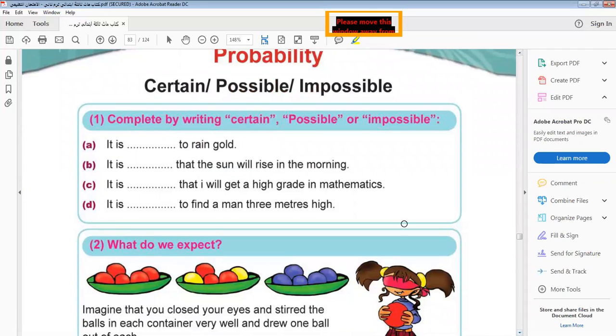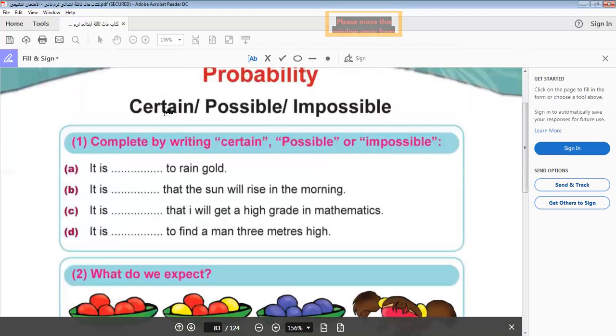In probability you have some events. There is something we call a sure event or certain event. Something that definitely will happen. And possible event and impossible event. Complete by writing certain, which is sure, or possible or impossible. It is what, to rain gold? It is impossible. So that's an impossible event.